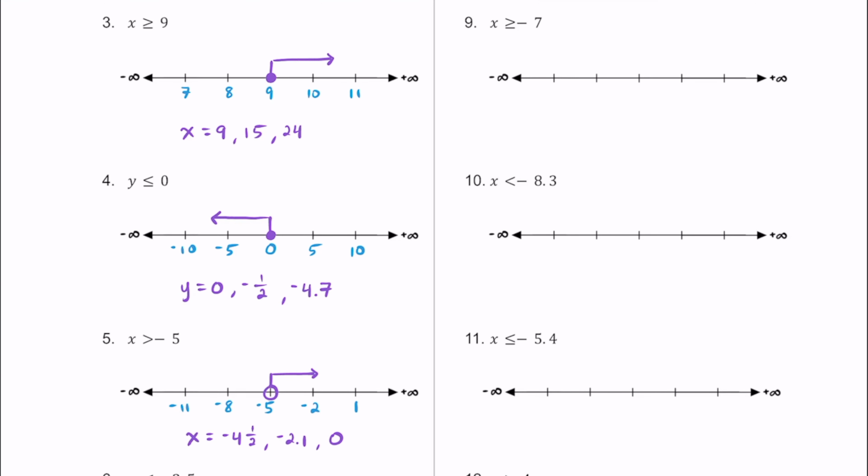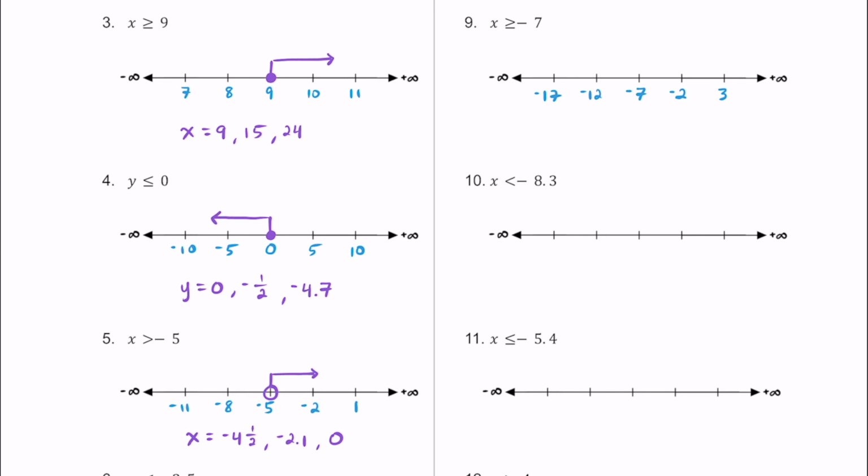For number 9, we have x is greater than or equal to negative 7. So that's going to be our inequality we're talking about. It's negative 7 we're talking about, so that's going to go in the middle. I'm going to jump by 5's here, so if I jump up by 5, that's negative 2. If I jump up by 5, that's going to be a positive 3. Down by 5, it's negative 12, and down by 5 is negative 17.